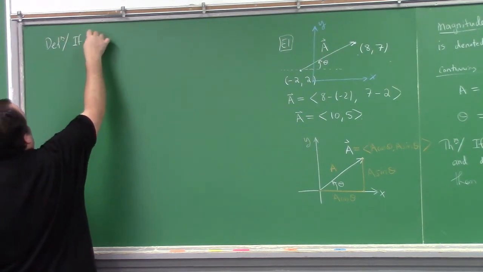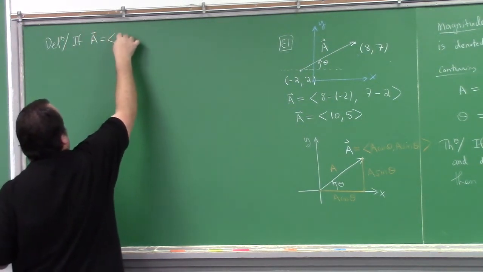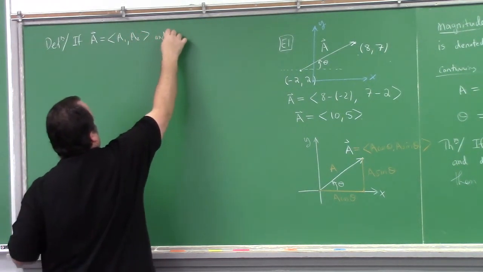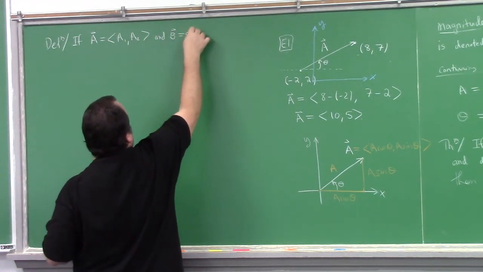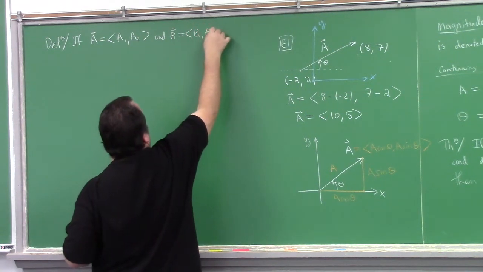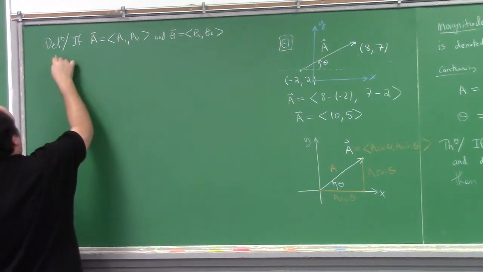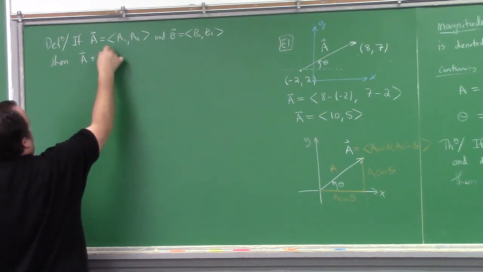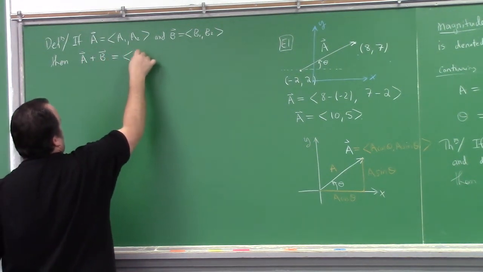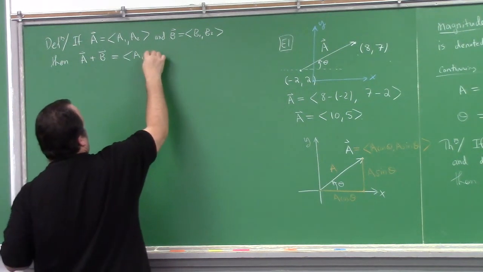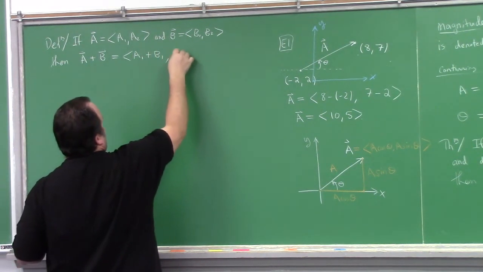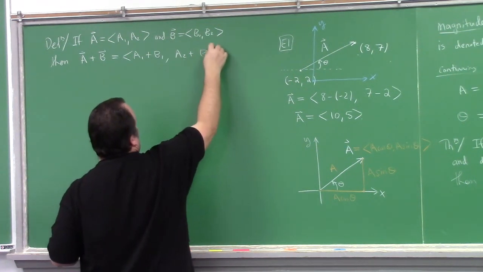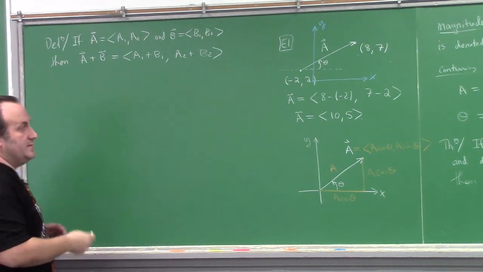If we have A is (A1, A2) and B is (B1, B2), then A plus B is (A1 plus B1, A2 plus B2). So in other words, to add vectors, you just add components.